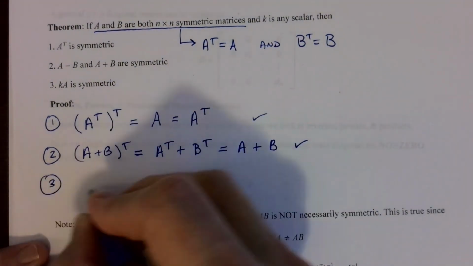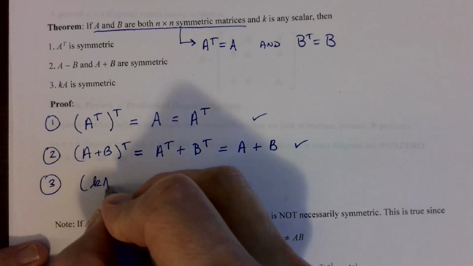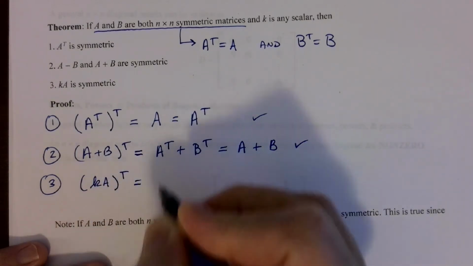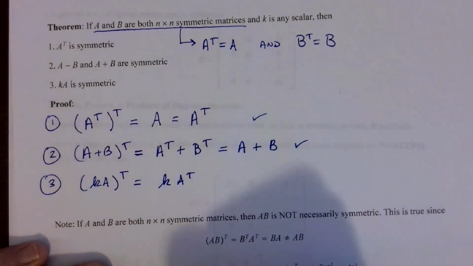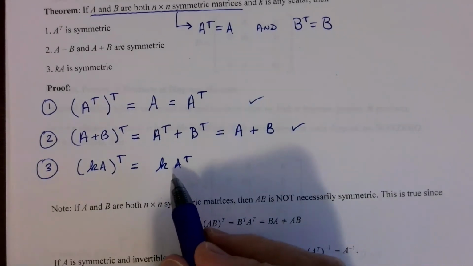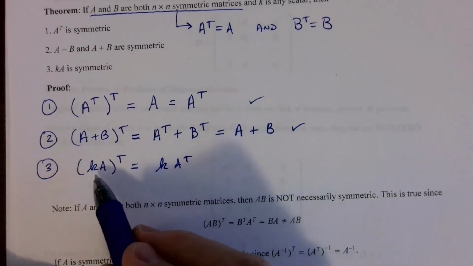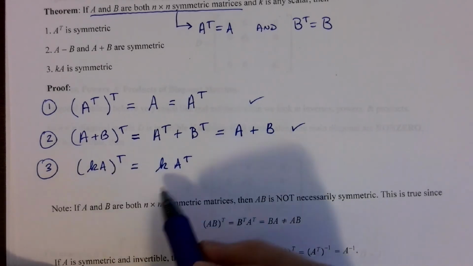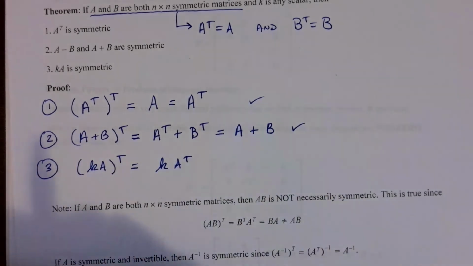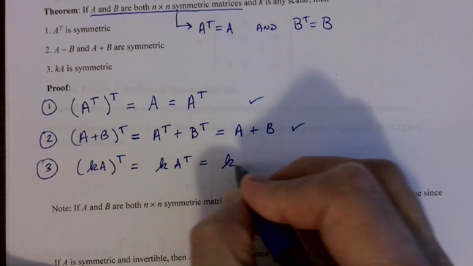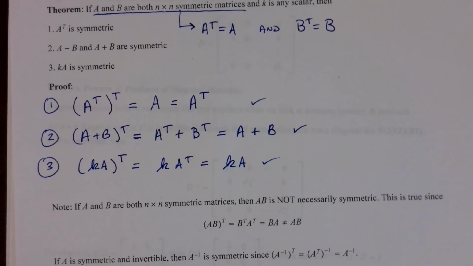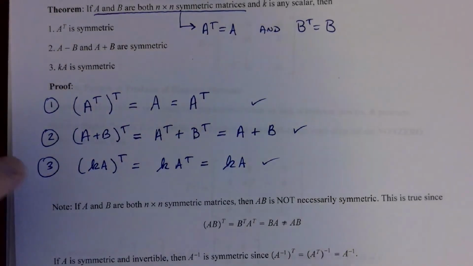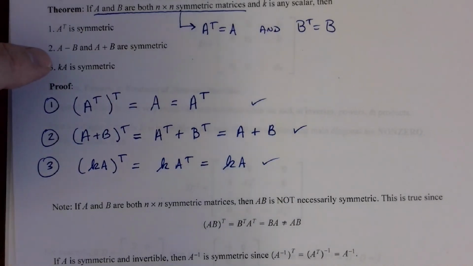And then lastly, in part 3, if I look at KA and take its transpose, well, KA all transpose is the same as K times A transpose. Again, this is something we stated in a theorem when we first introduced the transpose. So I can do the scalar multiple and then transpose, or I can transpose and then multiply by the scalar. But A transpose is A, and so I get back to KA, and indeed this is true. So if matrices A and B are symmetric, A transpose is symmetric, A minus B and A plus B are symmetric, and KA is symmetric.